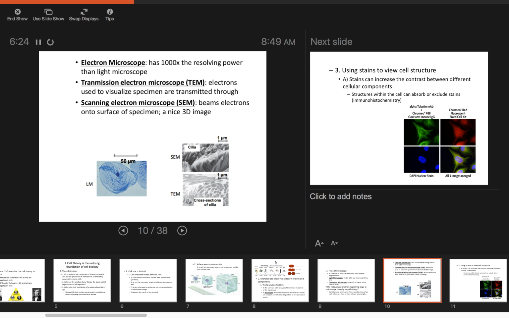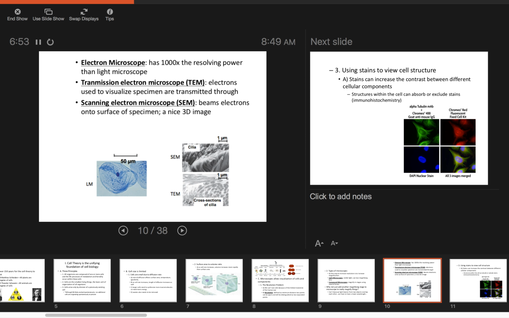Transmission goes through the specimen. You get a 2D image, as you can see here. So imagine taking a cilia, cutting it, and then looking at it from above. You can see circles. Well, that's the cilia that got cut, and you're looking through it. So these electrons travel through the specimen, giving you 2D images. Scanning electron microscopes, the electrons bounce off the object, and you get this really cool 3D image, so you can actually see the cilia kind of flow back and forth.